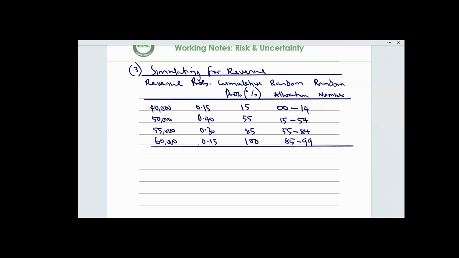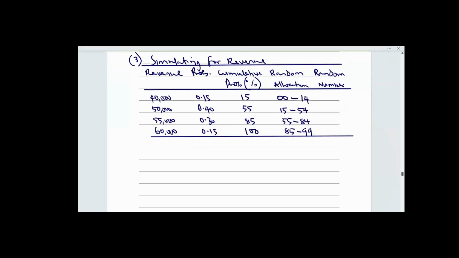I will then go back to the question. For revenue, call the random numbers for me. What are the random numbers for revenue? The first one is 30.